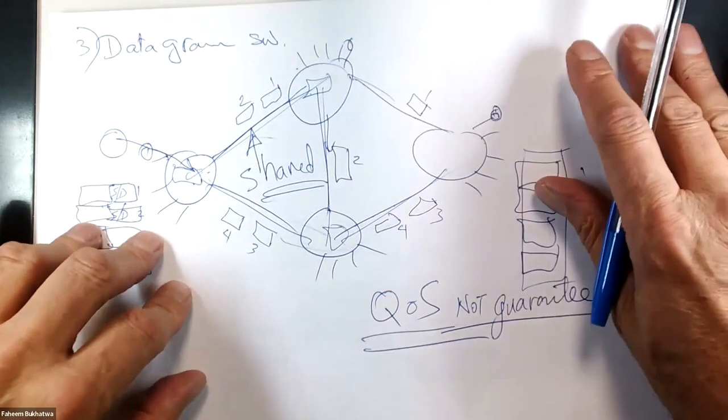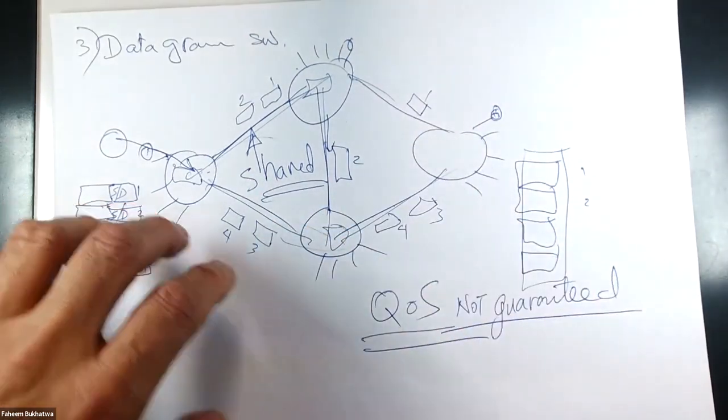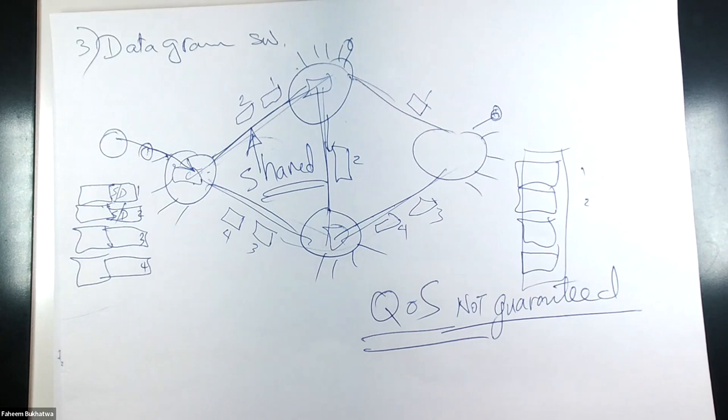Right, so that's how the datagram works. And the lines are shared, you need to remember that. Which one is better now: dedicated lines or shared lines? Which one is better, and why? Give me a reason behind it. This thing is shared. Is that an advantage or a disadvantage?